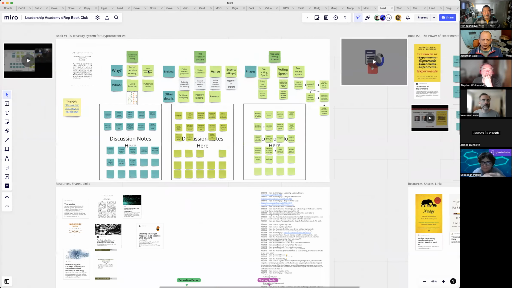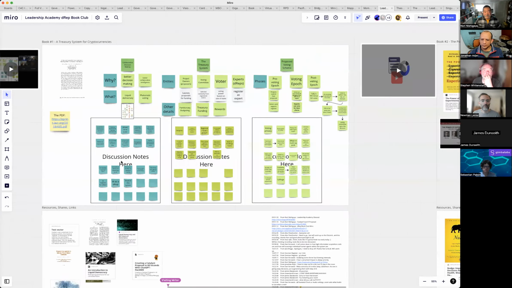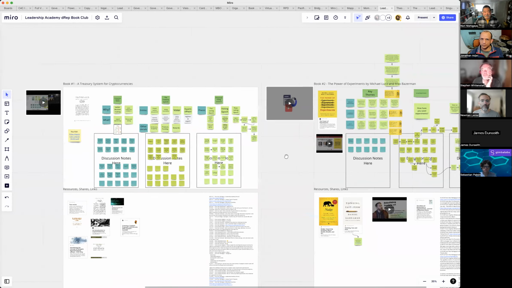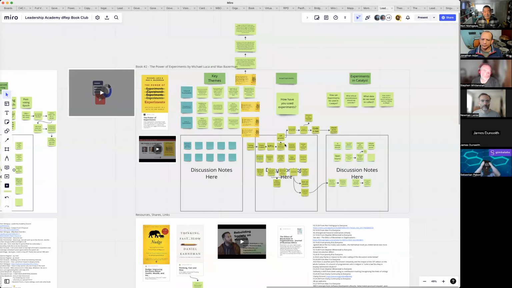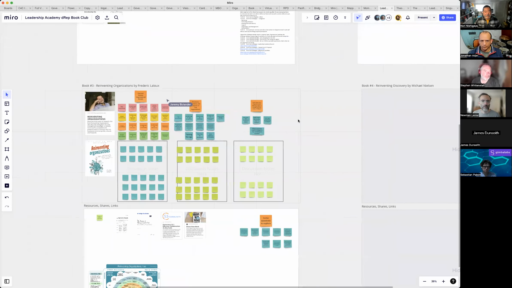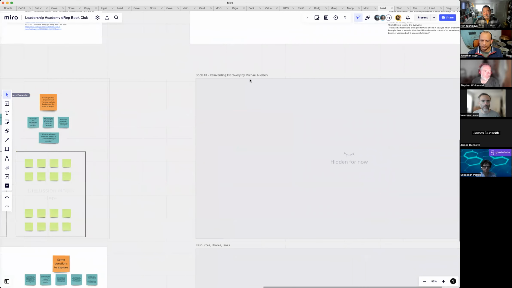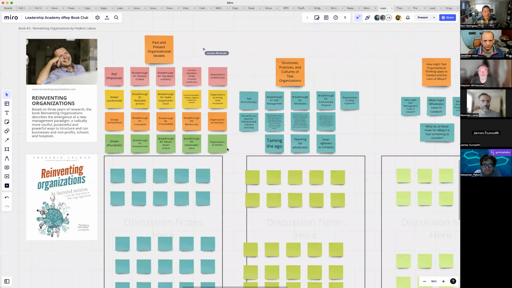So far, we've talked about book number 1, which wasn't really a book. It was more of a white paper, a treasury system for cryptocurrencies that laid out the basic structure and mechanisms for Catalyst itself. And then we went to The Power of Experiments by Michael Luca and Max Bazerman. And that was last time. And then today we're doing Reinventing Organizations. And then the 4th and final book, which we'll do in about a month, is called Reinventing Discovery by Michael Nielsen. But today we're looking at Reinventing Organizations.